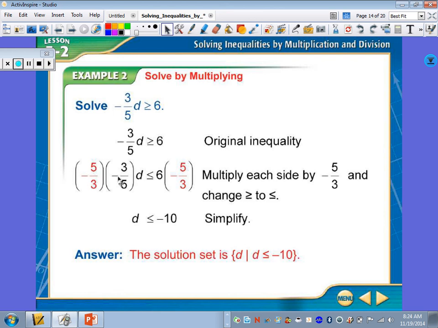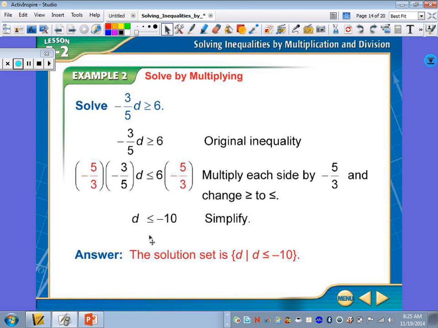And a negative times a negative gives me that positive. And then 5/3 times 3/5 gives me 1. So multiply both sides by a negative 5/3. Flip the inequality. One thing you do have to pay attention to, decide when you're going to flip that inequality.